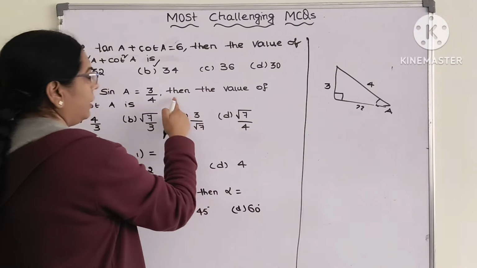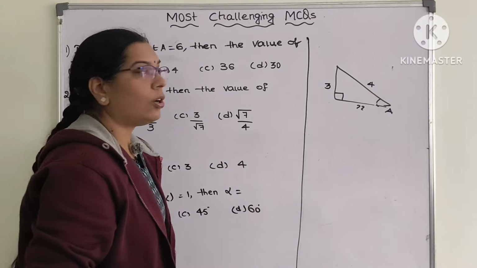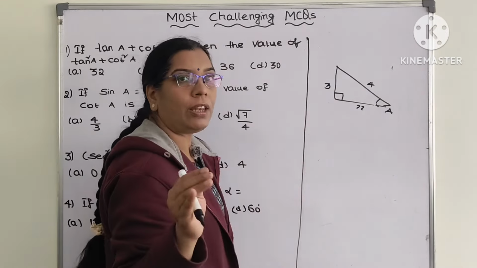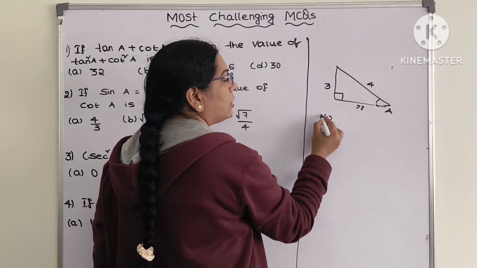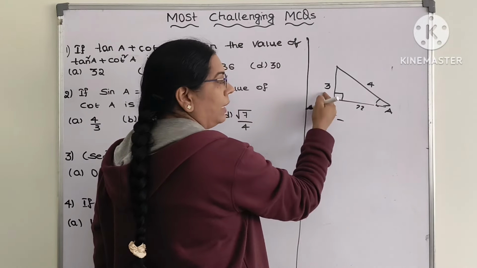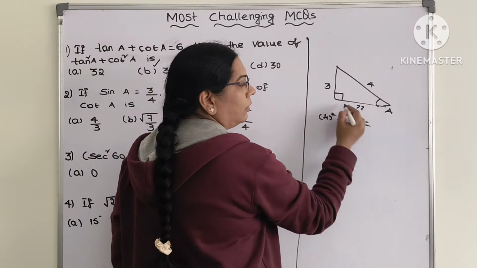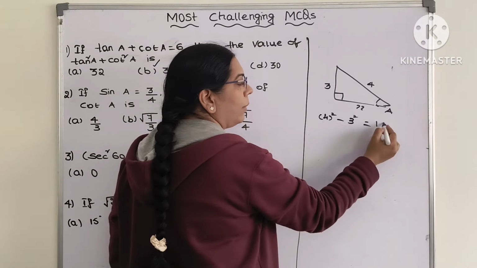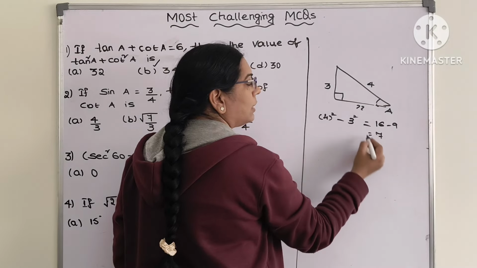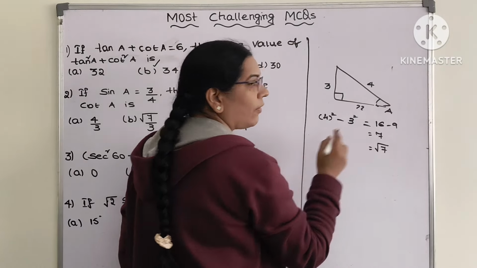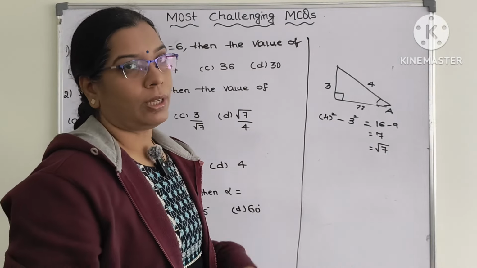He's asking for cot. Cot means you need the adjacent also. So first, quickly find the missing side. Hypotenuse square minus the square of the known side will give you the missing side. So 4 square minus 3 square, 16 minus 9. How much is that? 7. So the side will be root 7. What theorem did I use here? I used the Pythagorean theorem.